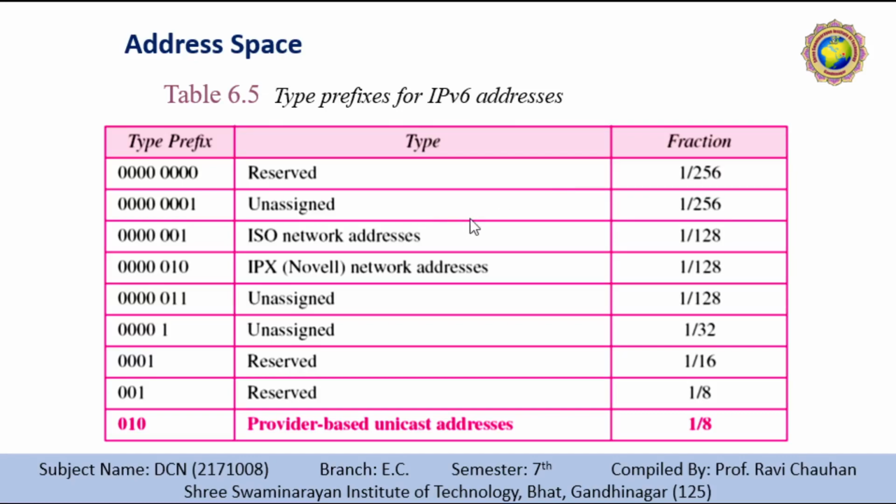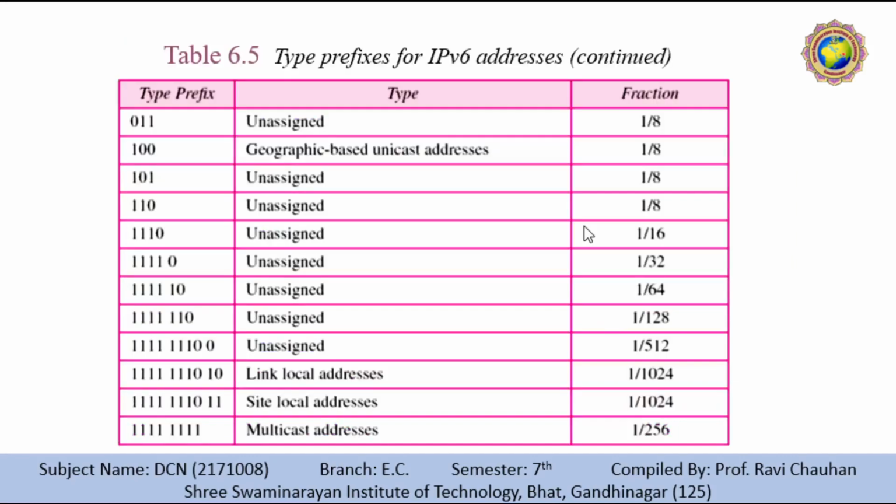This table shows the prefix for each type of address. The third column shows the fraction of each type of address relative to the whole address space. Okay, so you just have some brief idea about our types of prefix. You can go through it by pausing the video.